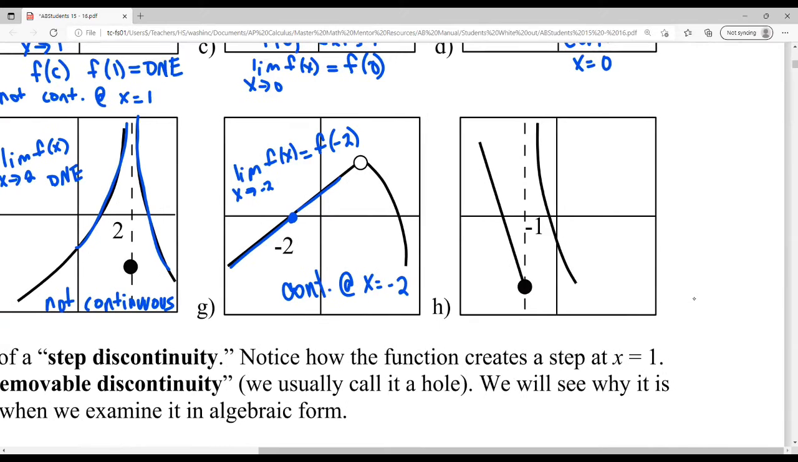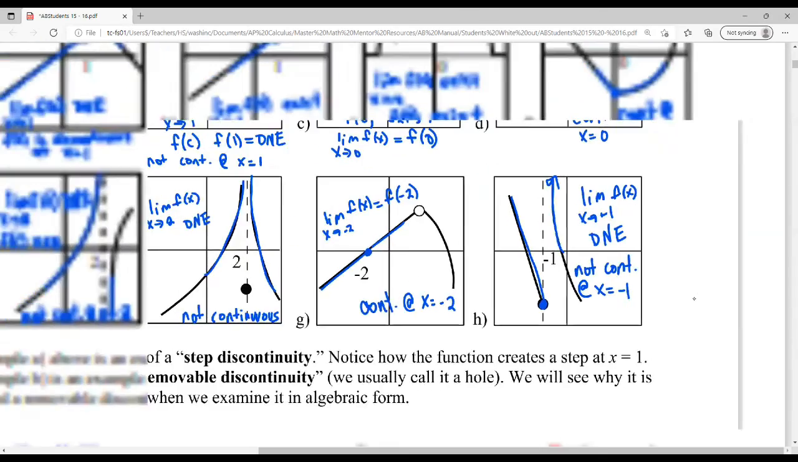All right, part H, we see that the left-hand limit is approaching this. The right-hand side looks like it's going up to infinity. So since the limit as x approaches -1 of f of x does not exist, we can say that function is not continuous at x equals -1.